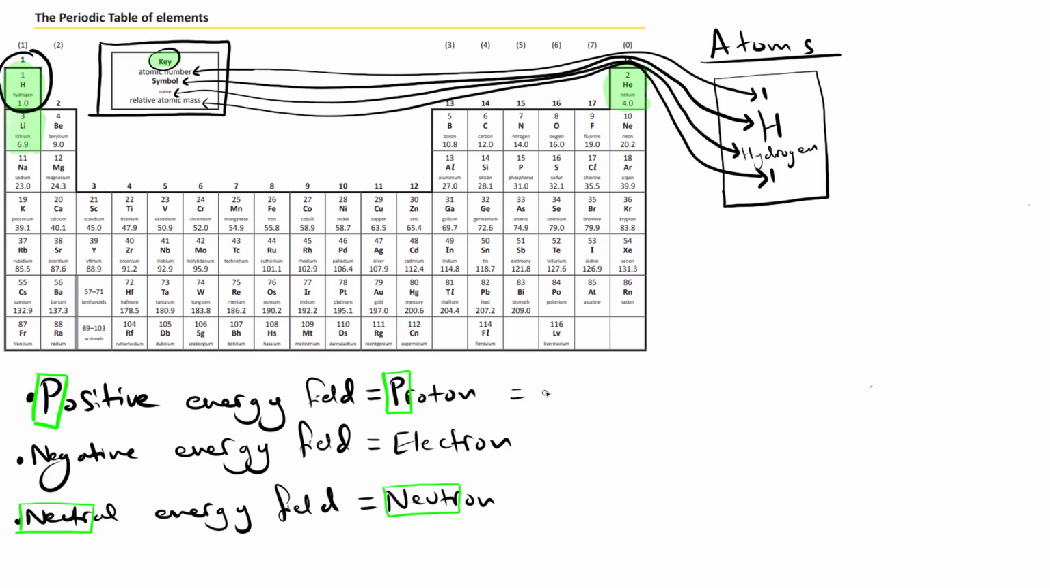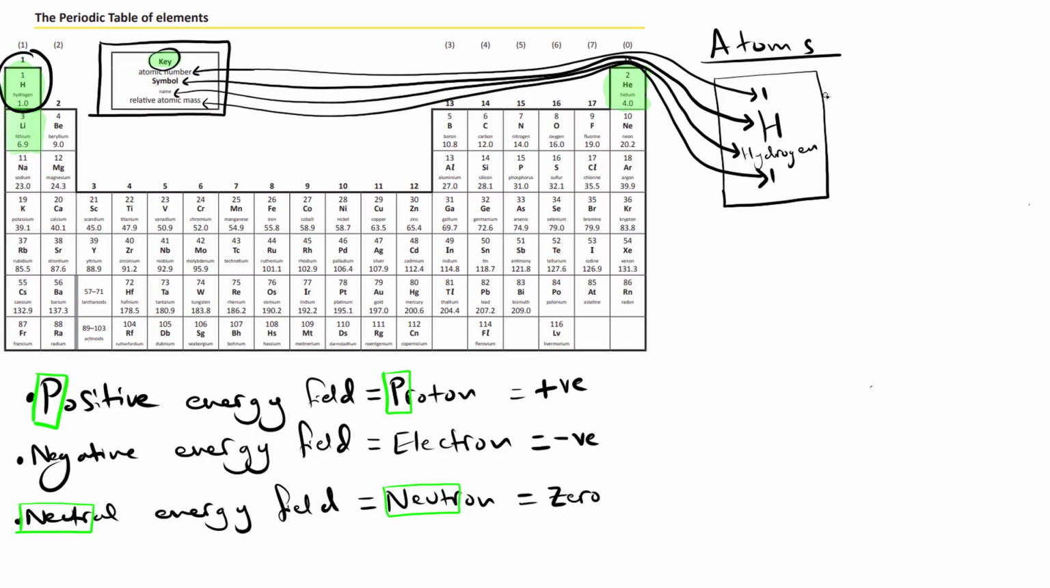So the proton has a positive energy field. The electron has a negative energy field, and the neutron has 0 energy field. It has a neutral energy field. These three things, the proton, neutron, and electron, the ratio of them, the combination of them, is what gives you all of these different elements.